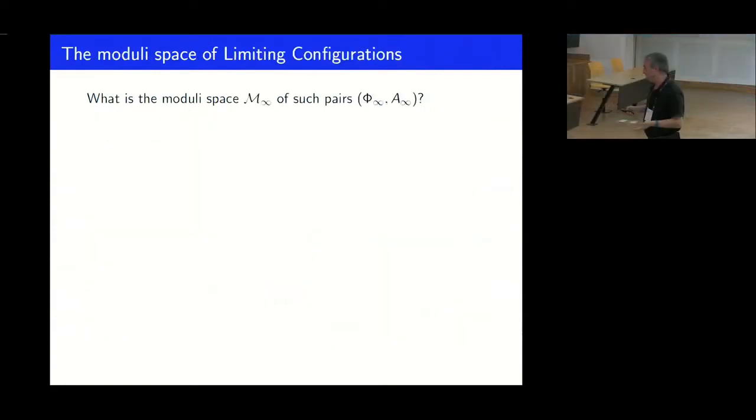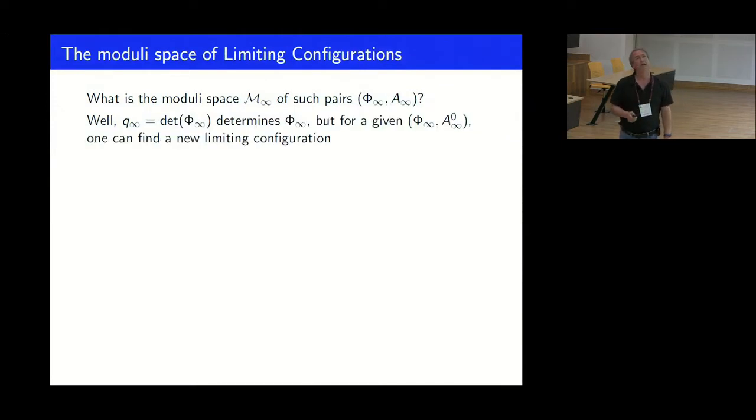Anyway, so now I have to pass to moduli spaces in order to have a good compactification. What is the moduli space of such pairs? Well, the determinant of the Higgs field is actually enough to determine the Higgs field. That's just traceless plus determinant. But if I'm given a singular connection, phi infinity, say A zero infinity, like you pick one, maybe some sort of limit of a Fuchsian representation, then there are other limiting configurations, phi infinity, A zero infinity plus something. You can actually deform in the space of limiting configurations by keeping the Higgs field the same and adding some appropriate tensor, whose name is alpha. Okay, it's their choice.